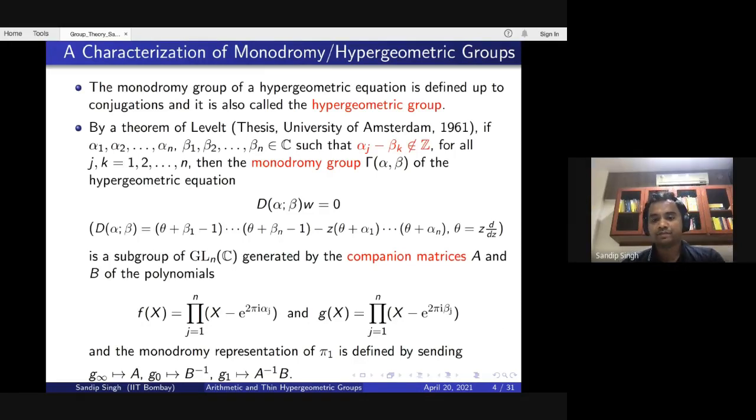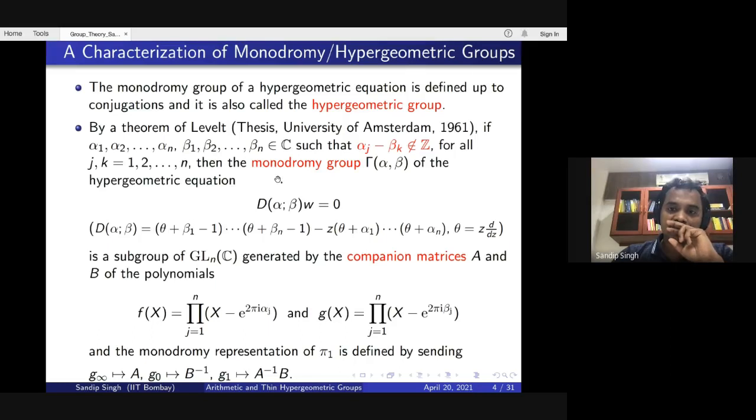So the monodromy group of that differential equation is actually just a subgroup of GL_n(C), which is generated by two matrices A and B, which are basically companion matrices of some polynomials. And of course, if you know the polynomials F and G, then you know the differential equation D(alpha, beta) w equal to 0, and if you know the differential equation, then you know the polynomials also.